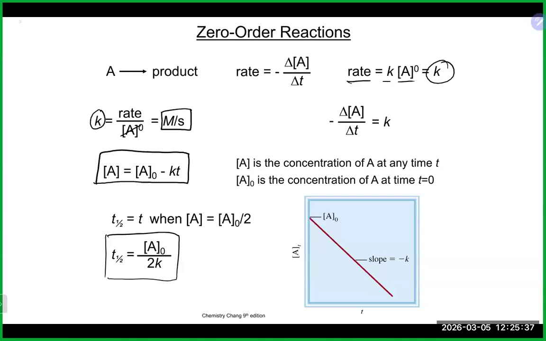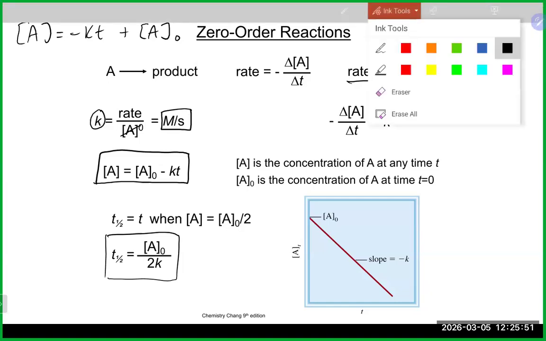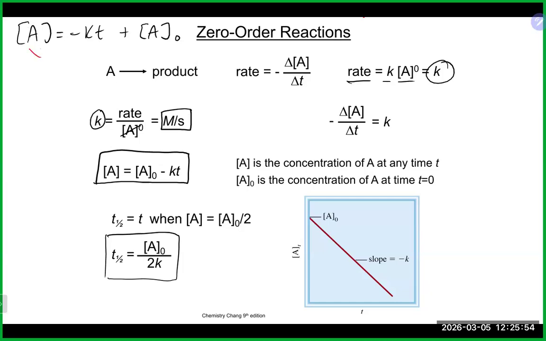Just like all the other ones, if we rearrange that formula, concentration equals minus kt plus A naught, that gives us our formula for a straight line, y equals mx plus b. The typical graph associated with a zero order reaction has the concentration on y and the time on x. That gets you a linear relationship with a negatively sloping line, like we just talked about.